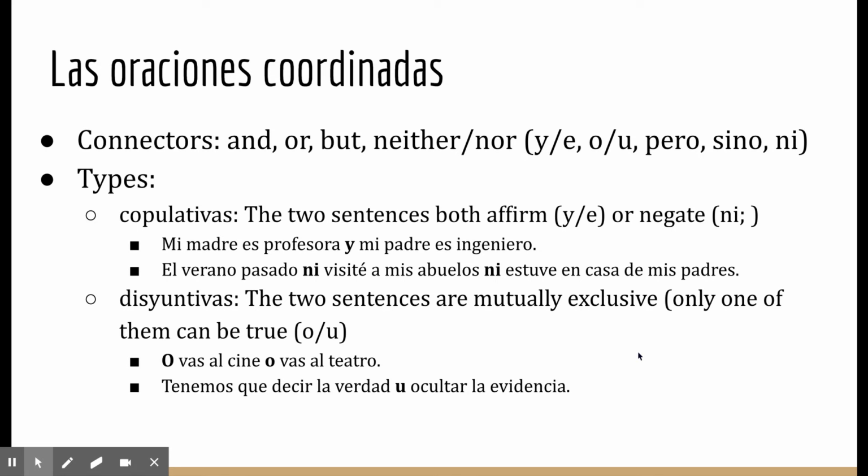You could also have disyuntivas. The two sentences are mutually exclusive, so only one of them can be true, which would be with o or u. O vas al cine o vas al teatro. So either you go to the movies or you go to the theater. Theater in this case means like a live event. Tenemos que decir la verdad u ocultar la evidencia. So we have to tell the truth or hide the evidence.